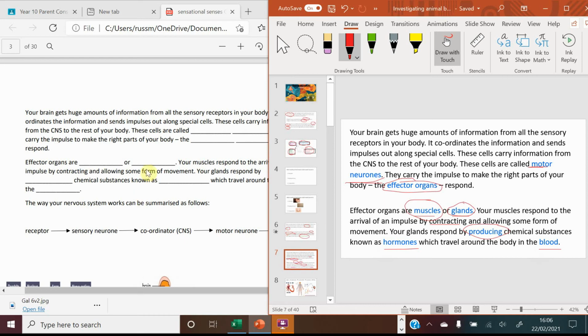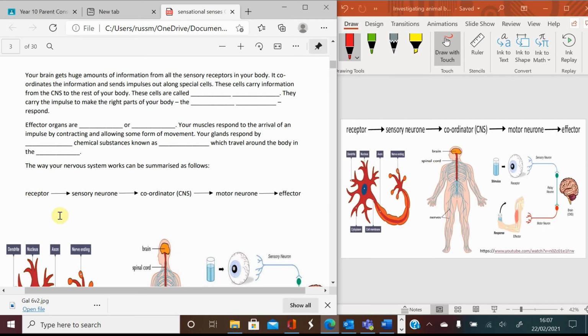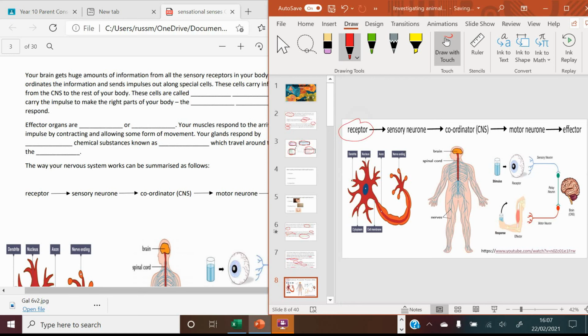So we have this little summary here, down on this page. Hormones travel all the way around the body in the blood. The way your nervous system works can be summarized as this. We have a receptor. Remember that was your sensory organs: skin, nose, your tongue, your eye, your ear.